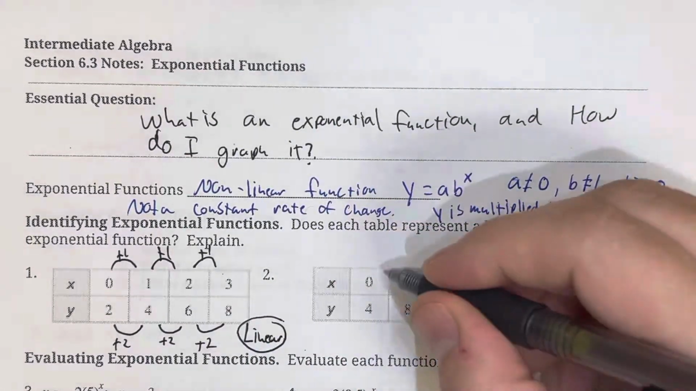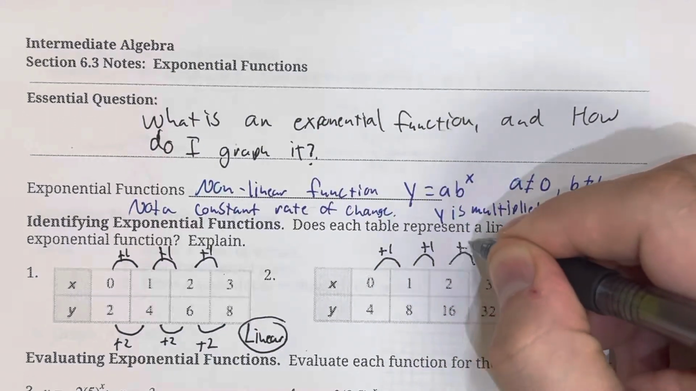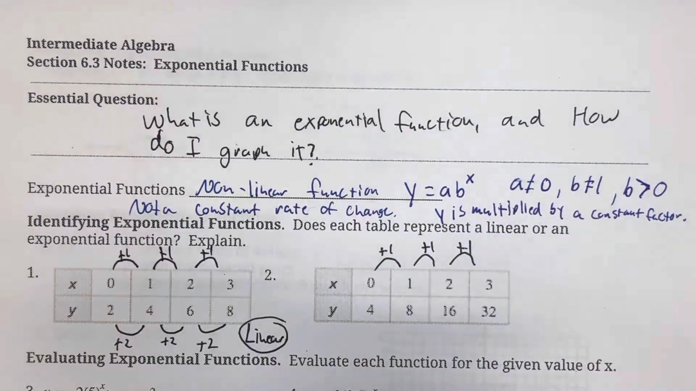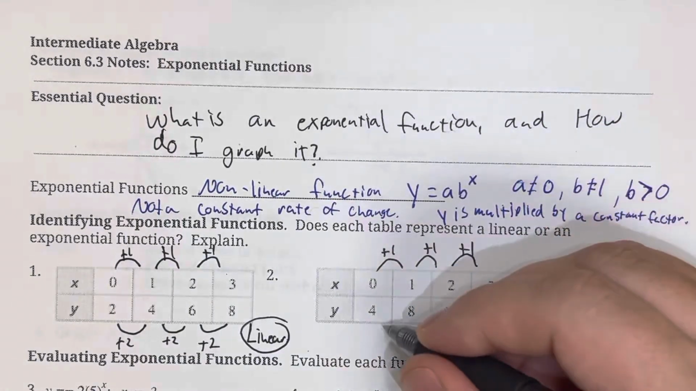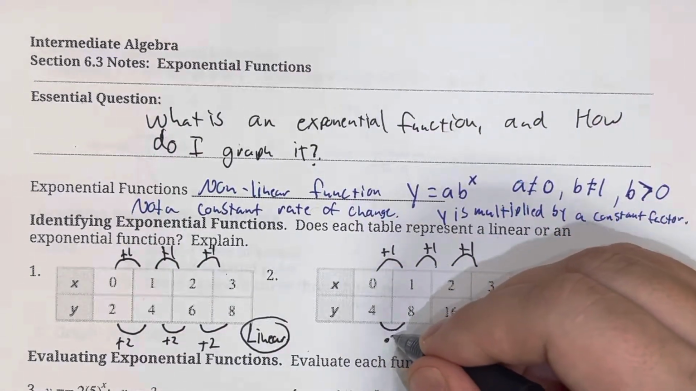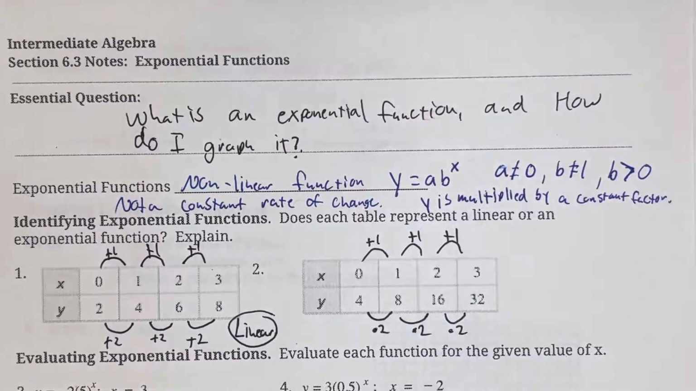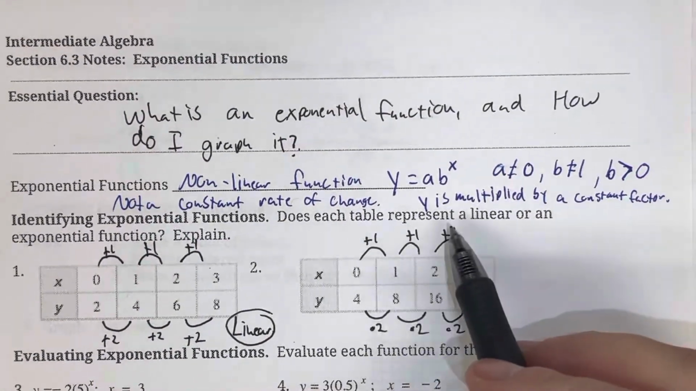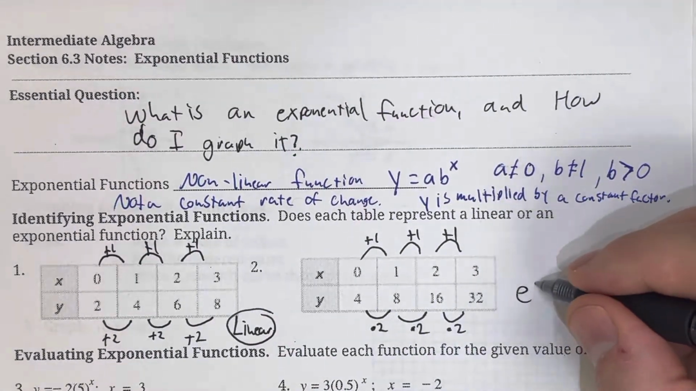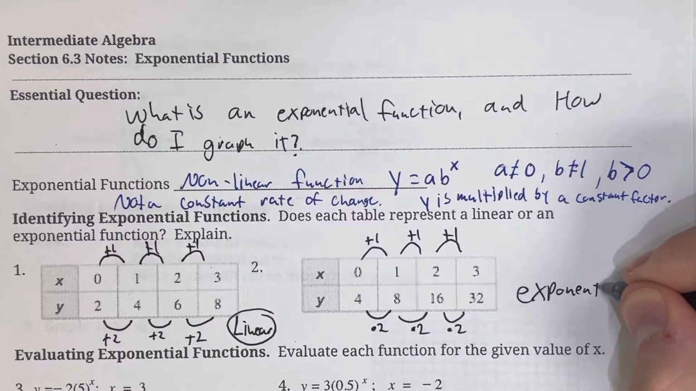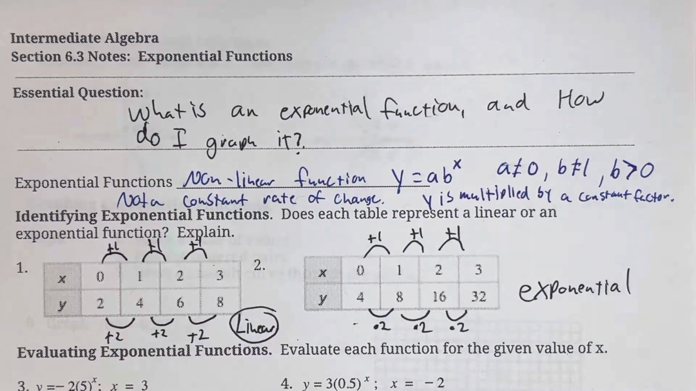Now this one, on the other hand, x is increasing by 1 each time, but y is being multiplied. So that's not increasing at a constant rate. It's being multiplied at a constant rate. So this is times 2, and times 2. So this one, x is increasing at constant, y is being multiplied by a constant. So this one is exponential. Okay, so it's being multiplied by a constant rate for the y.